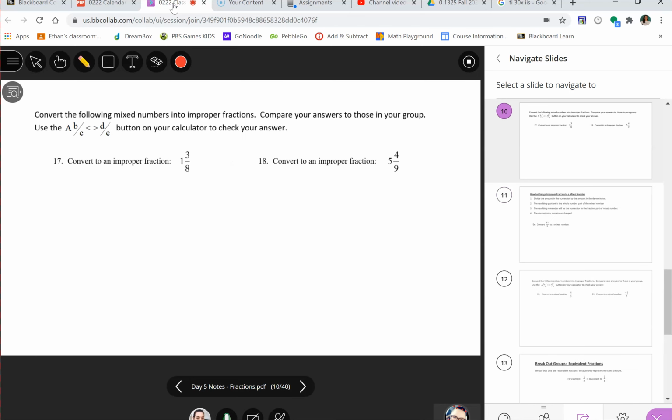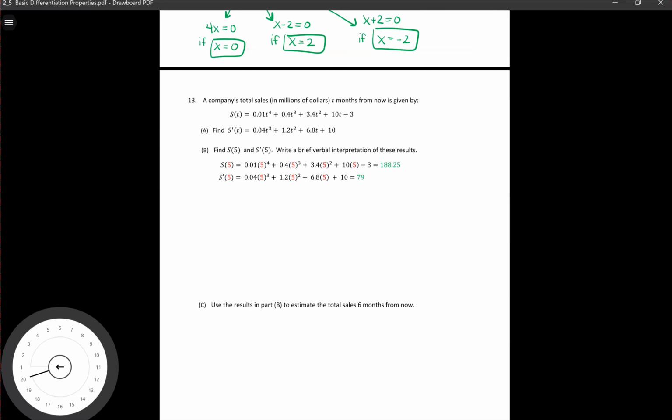Oh, you know what? While I'm changing to my app, I just saw on here, I totally skipped these problems. So work out these two real quick either on your calculator or by hand, and I'm going to change over to my app. And then hopefully it'll work better. Give me a sec.